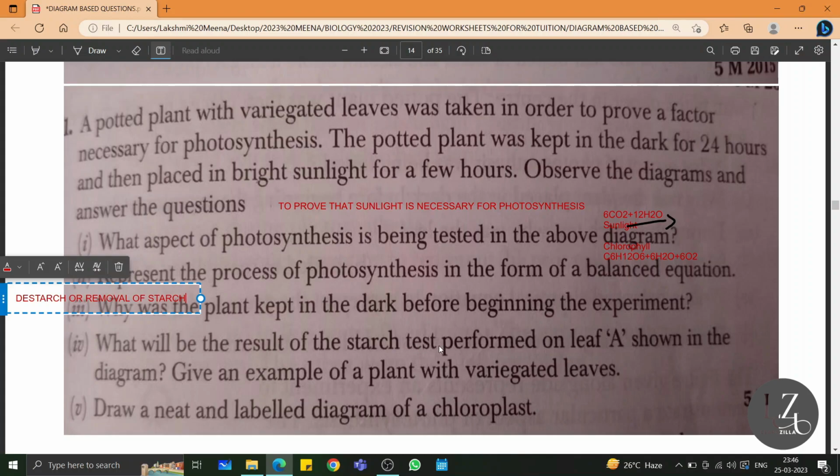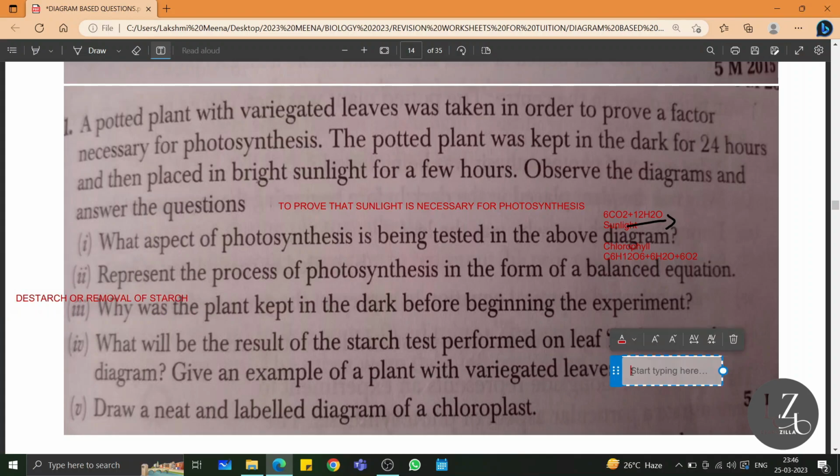What will be the result of the starch test performed on leaf A shown in the diagram? Give an example of a plant with variegated leaves. Remember, we have seen this in the example would be a croton with variegated leaves, and what happens in leaf A. Okay, so the diagram is sorry, not shown here.